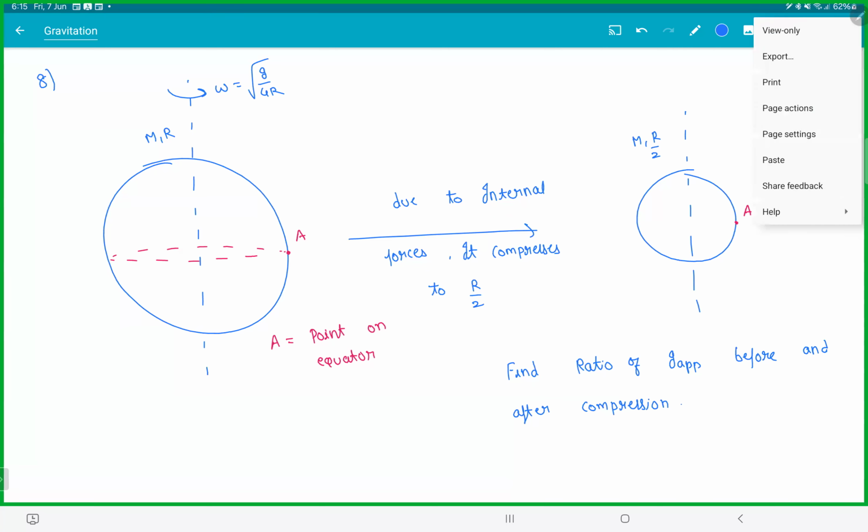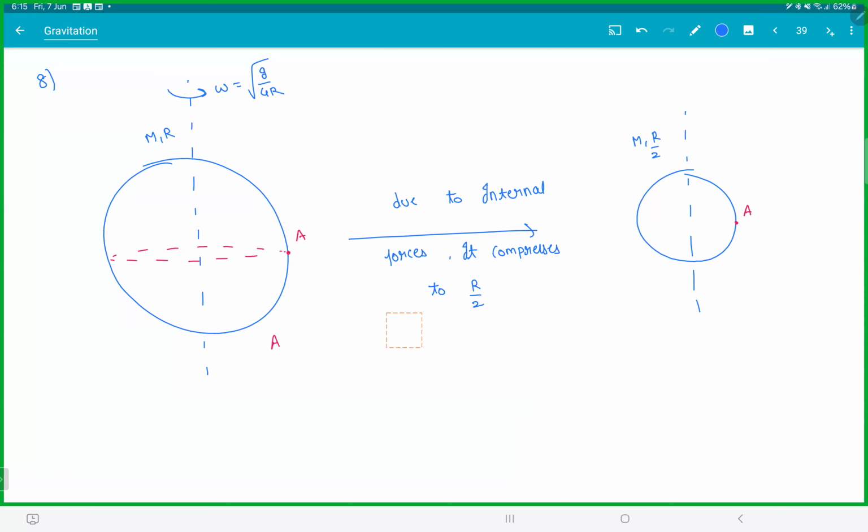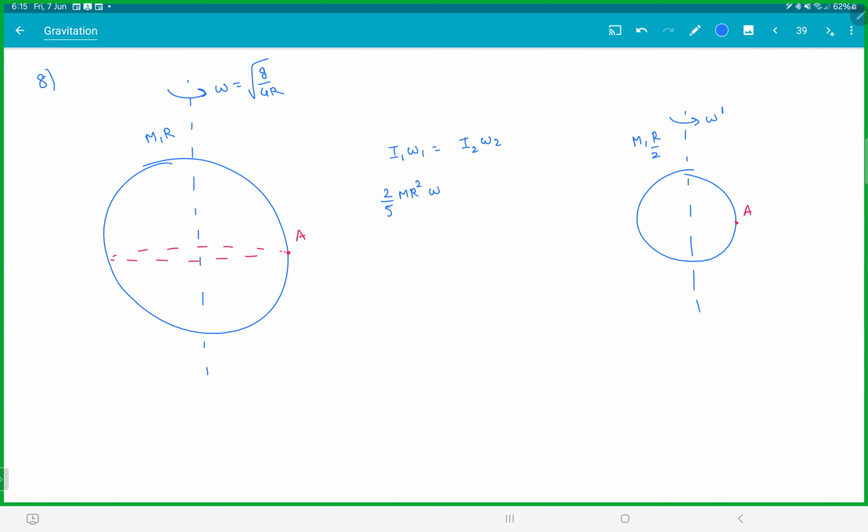So first thing, this will be omega dash. Conservation of angular momentum: I1 omega 1 is equal to I2 omega 2. 2/5 mr square omega is 2/5 m (r by 2) whole square omega dash. So we get omega dash is 4 omega. So this would be 4 times root over g by 4r, or you can simply write it as 2 times root over g by r.